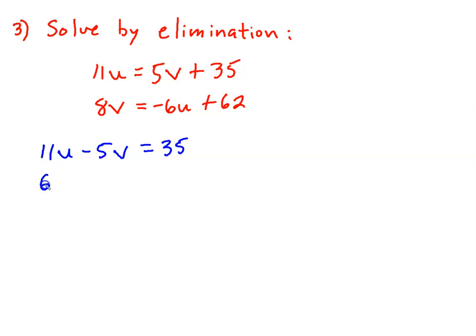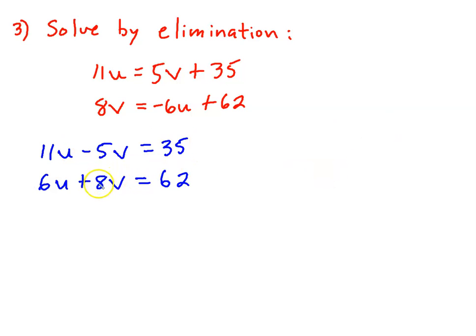Here I'm going to add 6u to both sides. And now I'm going to pick a variable to eliminate. Really doesn't matter which. If you wanted to eliminate u, I'll just do it both ways. If you wanted to eliminate u, then you could do 6 on the top, -11 on the bottom to set up elimination by addition. Because that would become 66, and this would become -66. I mean, obviously you could have also made this negative and this positive, and you would have had the same result.